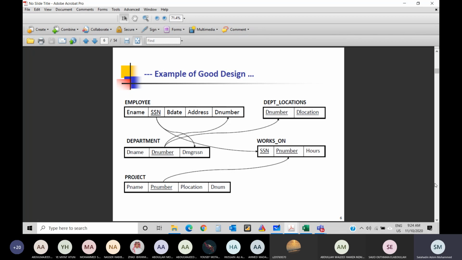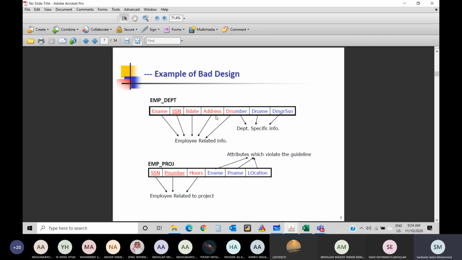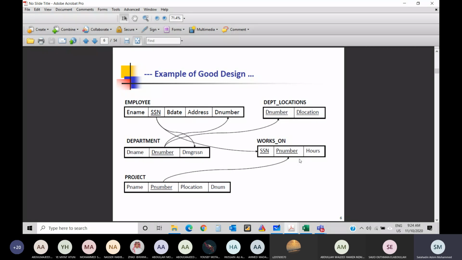Okay, fine. The reason is I removed the department location from here, so it's not there. Okay. We have this location, but this is not the department location. This is a project location, which is different. So this location is for what? For the project. It's not multi-value, but this one is multi-value, so we made it a separate table.